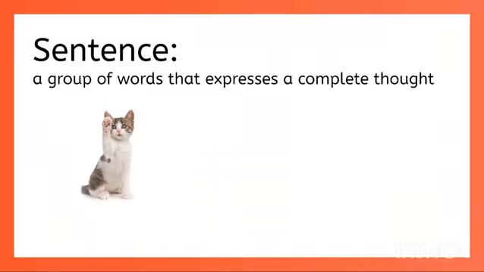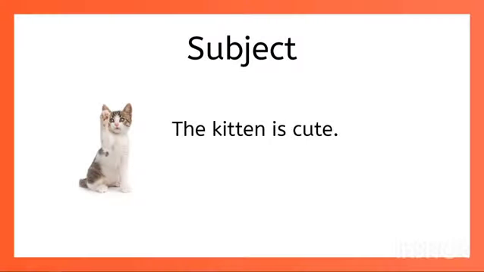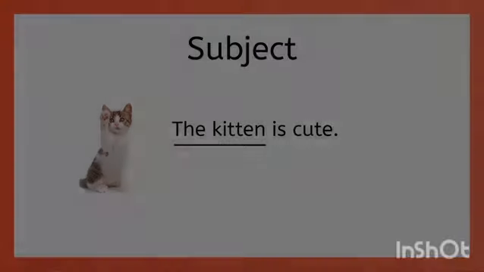You've already learned that a sentence is a group of words that is put together to express a complete thought, like, the kitten is cute. A sentence is made up of two main parts, a subject and a predicate. The subject is the part that tells who or what the sentence is about. Who or what is the sentence about? Right, the kitten. So, the subject of this sentence is the kitten.